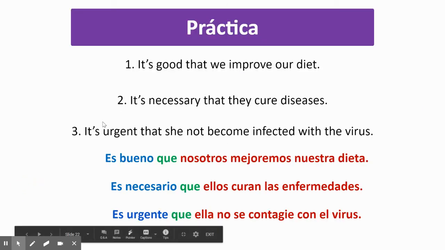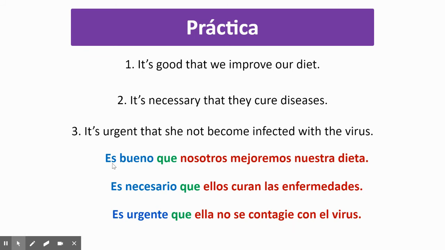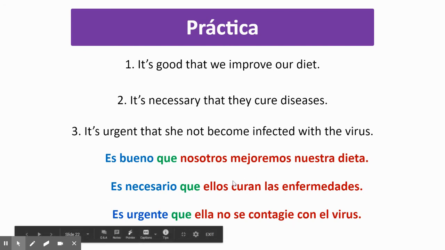Here we have 3 examples in English. I'd like you to translate them into Spanish. You can see the answers are already popping up. Es bueno que nosotros mejoremos, using the verb mejorar, swapped ending. Es necesario que ellos curen. Es urgente que ella no se contagie. Contagiarse with a G-I-A, now swapped.